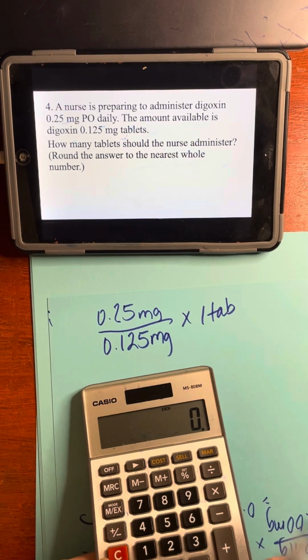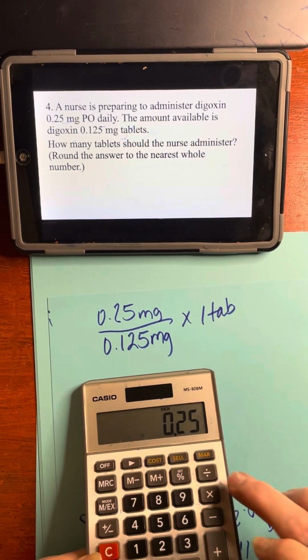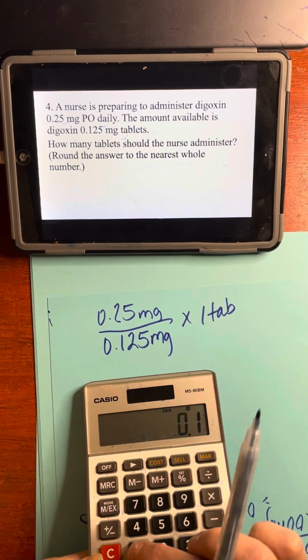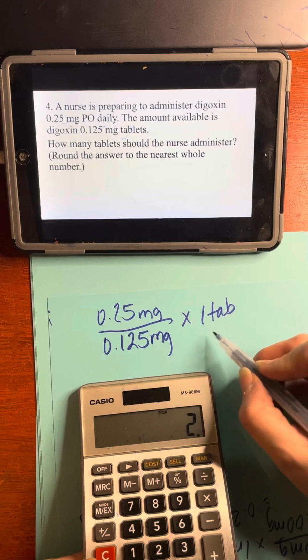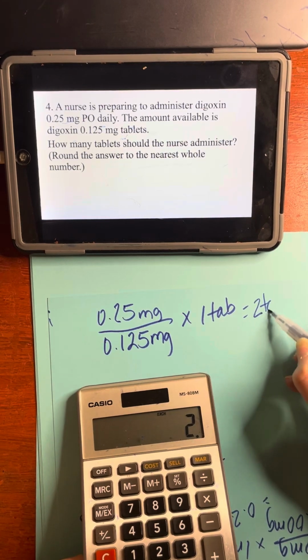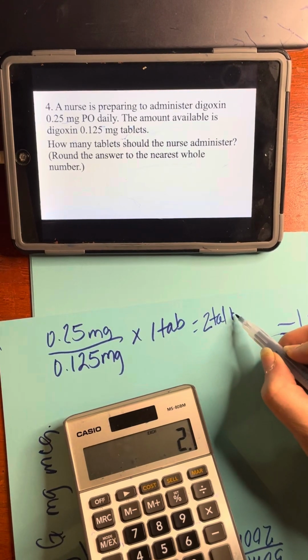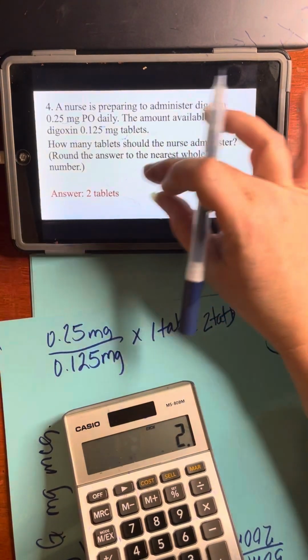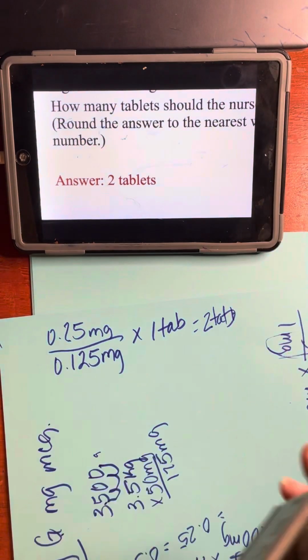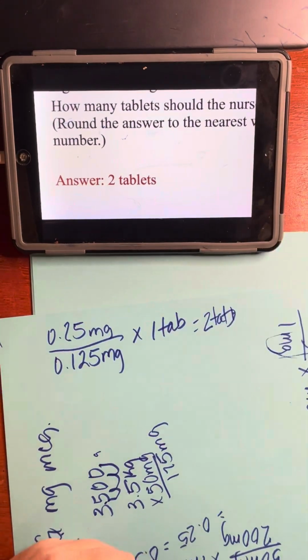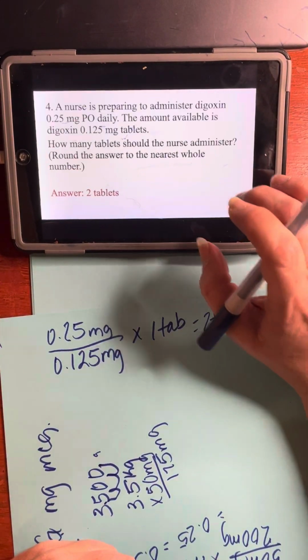Look, be careful with your decimals. Put them in there. 0.25 divided by 0.125 equals 2, and then times 1, it would still be 2 tablets. That's what we got to give Mr. Man. Look. Boom. I'm going to make t-shirts. Just say boom. Saved another one.